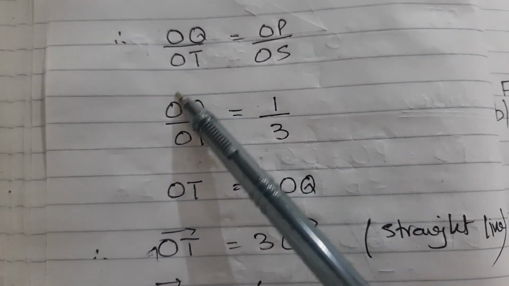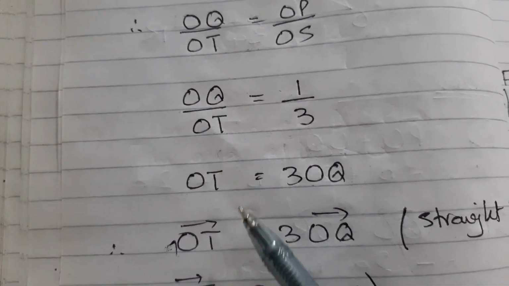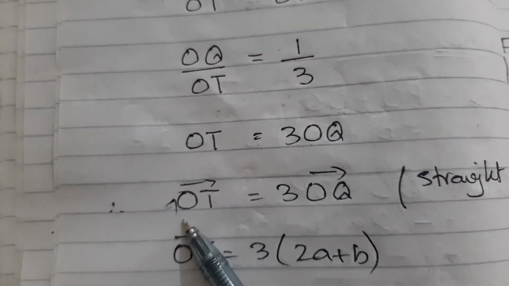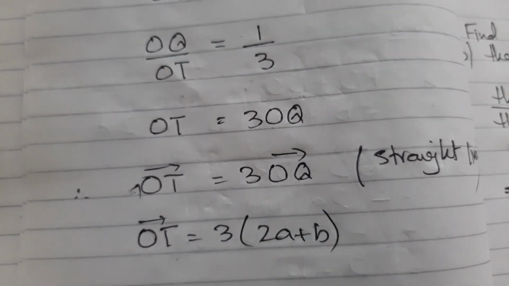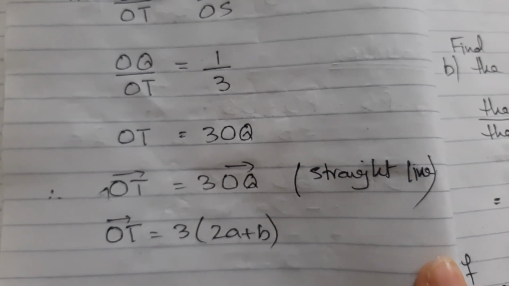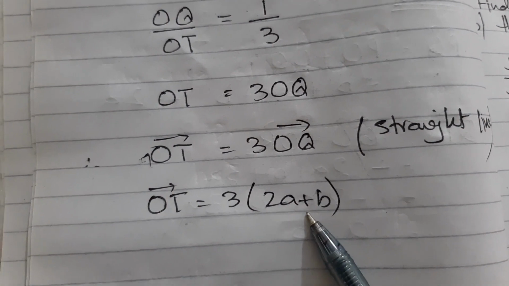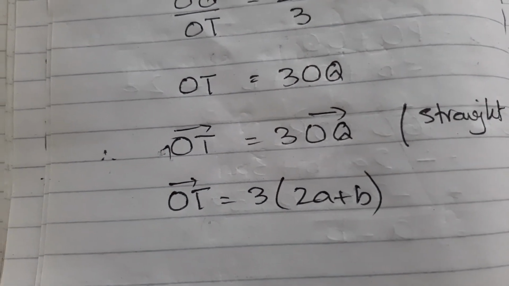So you see, I'm not writing vector right now because I'm talking about magnitude, about size. So the vector symbol is not here at the moment. So OT is equal to 3OQ. Fine. Now after that, I'm using the vector symbol. Vector OT is equal to 3 times vector OQ. Why? Because O, Q, T are on a straight line. So then you substitute the vector OQ and hence you found OT, which is 6A plus 3B.